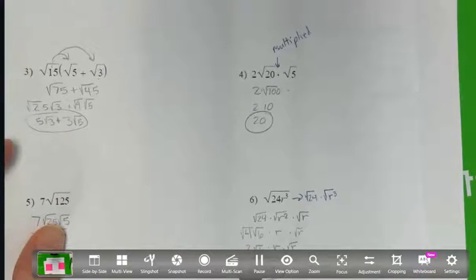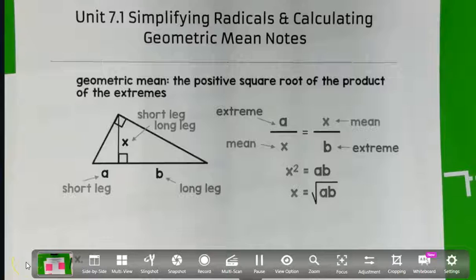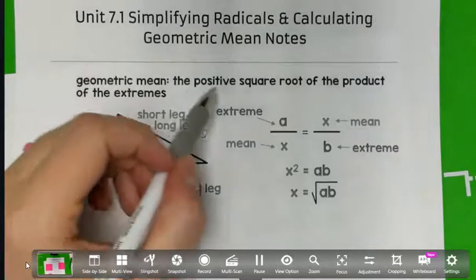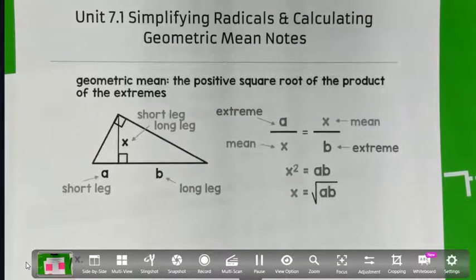Right, moving right along to the next page. Here we have geometric mean, is what this is called. So it's the positive square root of the product of the extremes. And you're like, wow, that's a lot of vocabulary words and a lot of weirdness that I haven't seen before. But I'll tell you, it's very similar.